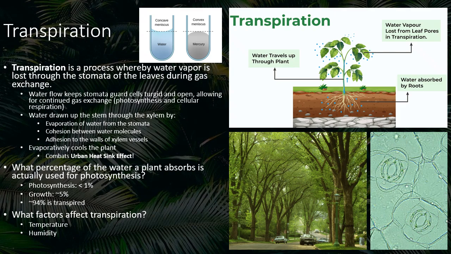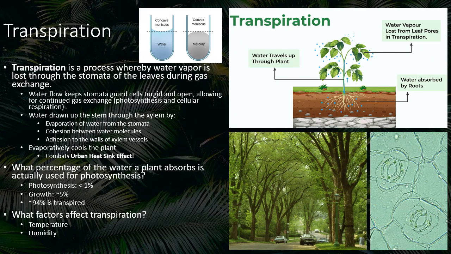The flow of water from the roots up the stem and into the leaves is required in order to keep the stomata open and allow for that continued gas exchange. So we have to have a continuous flow of water in order to be able to take carbon dioxide in from the atmosphere, because we have to keep those guard cells open.